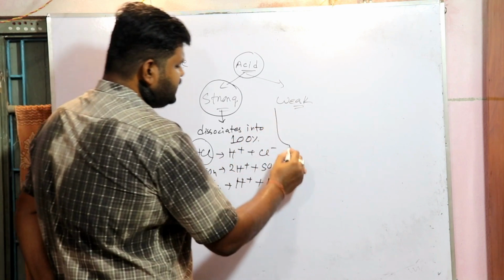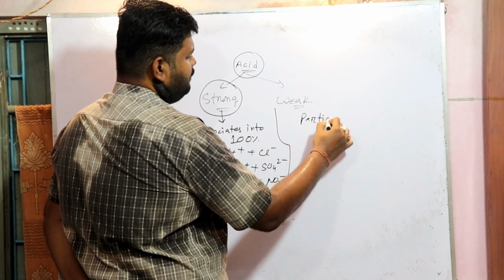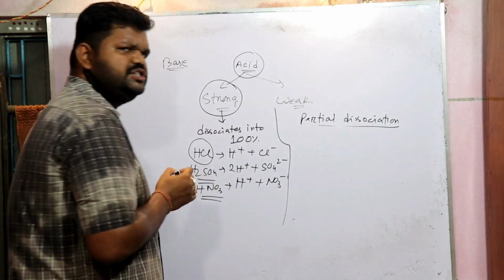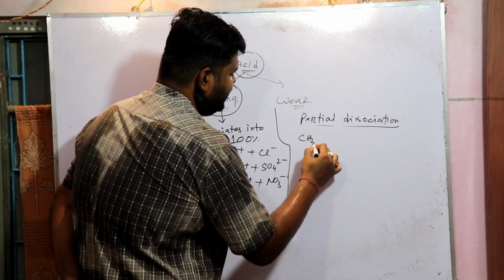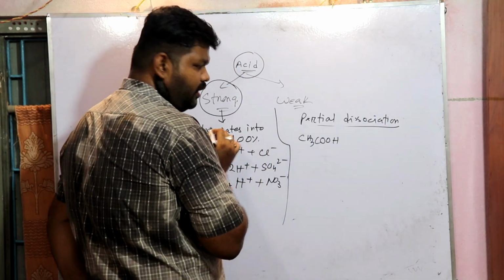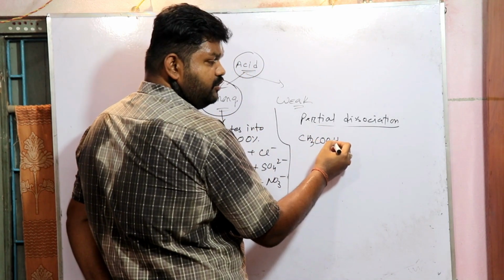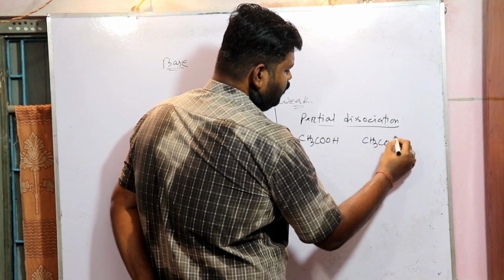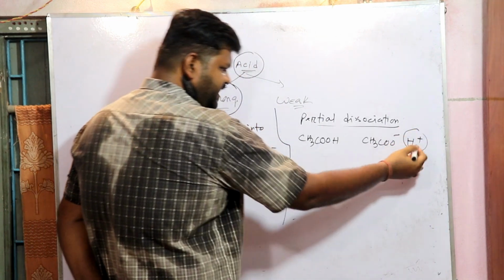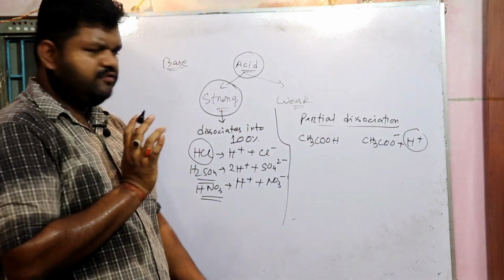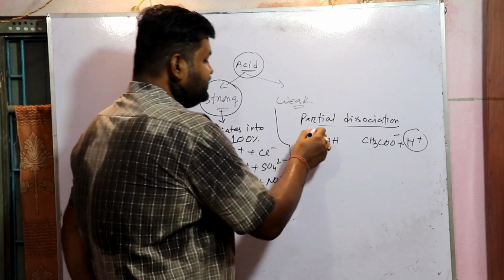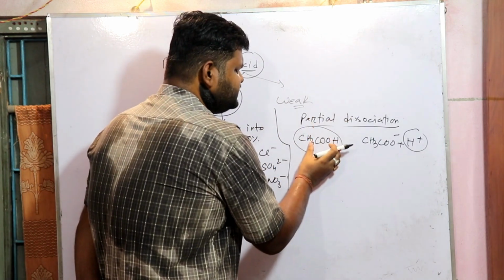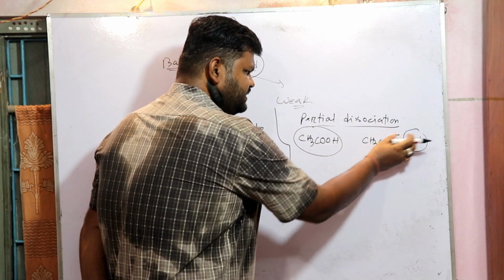Whereas if partial dissociation is there, that means 100% dissociation is not possible. Suppose you are considering acetic acid, CH3COOH. When CH3COOH is dissolved into water, you will get CH3COO minus ion and H plus ion. As it is giving H plus ion, it is known as acid, and from the definition we can definitely say that. But this dissociation is not 100%. That means only some part of CH3COOH will be dissociated into CH3COO minus and H plus.